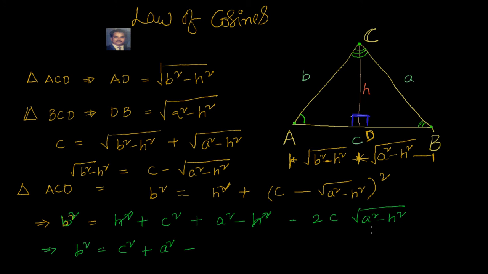Now let us see what the square root of a square minus h square is. If you look from here, the square root of a square minus h square, and what is the known value? a. I don't want to go for h, I want to go for a. So what is that? Nothing but cos of b. Cos of b is equal to the square root of a square minus h square by a.